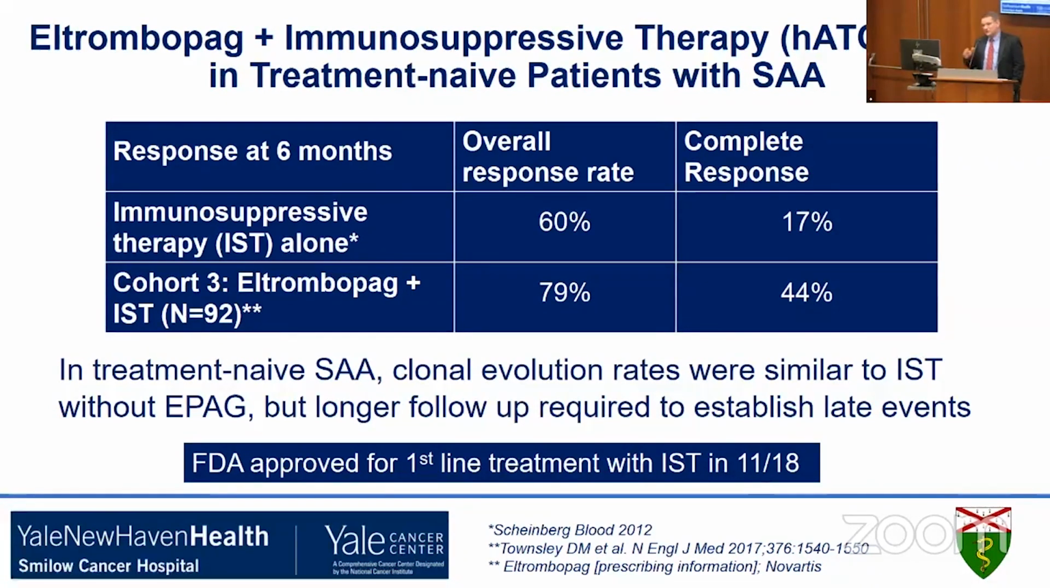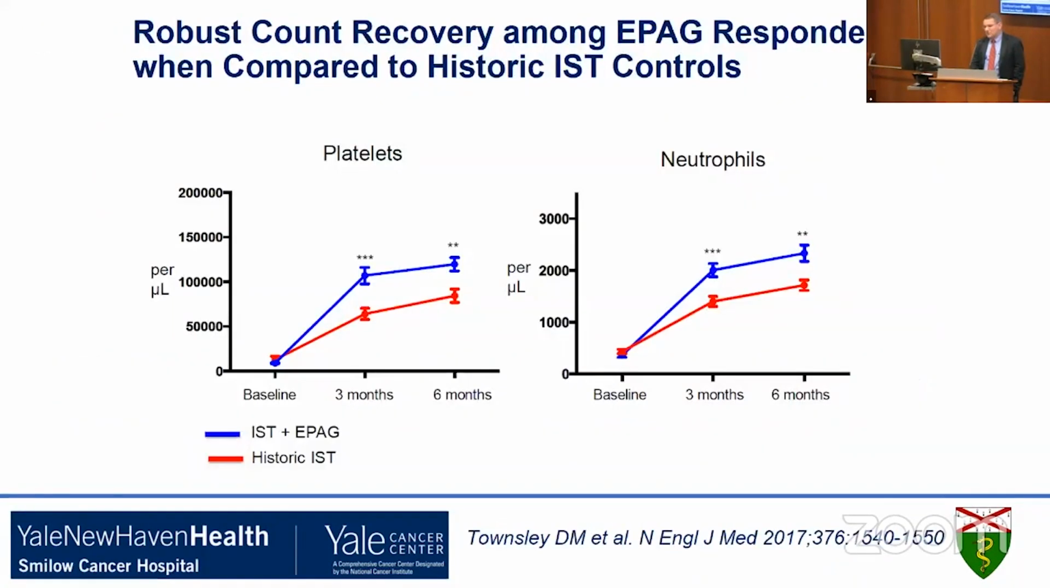And of course, the follow-up at the time when the study was published was not long enough to understand if there is an effect of eltrombopag on clonal evolution. And that's why it is important to see what happened to these patients down the road. But first, I just want to say that response was more common and faster with combination treatment than with immunosuppressive therapy alone.